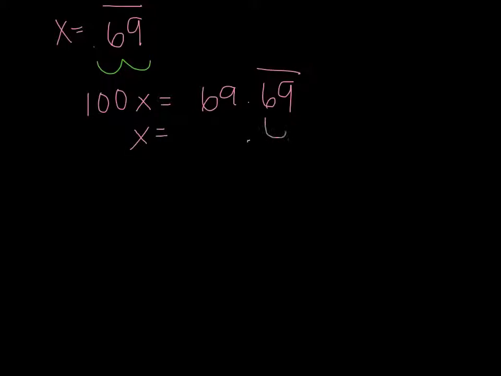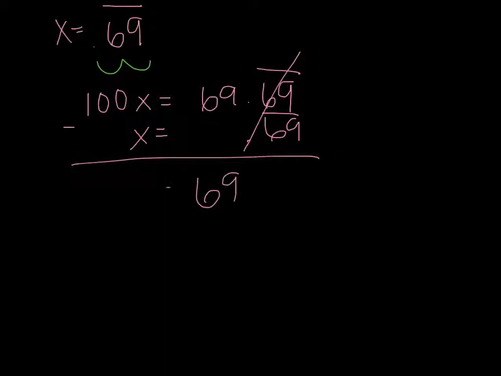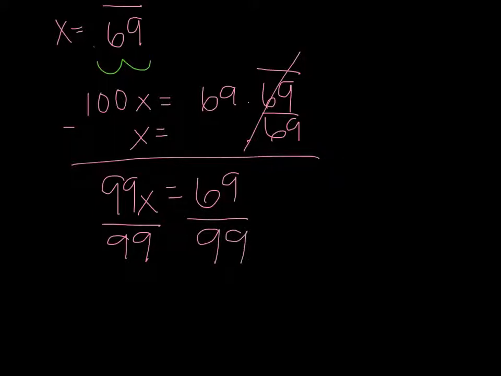I just want to make sure that I'm lining up my decimals. Those are going to subtract. We're going to be left with 69. Then 100x minus x is going to be 99x. Divide both sides by 99 because I want to know what x is by itself. And that's going to be 69 over 99.